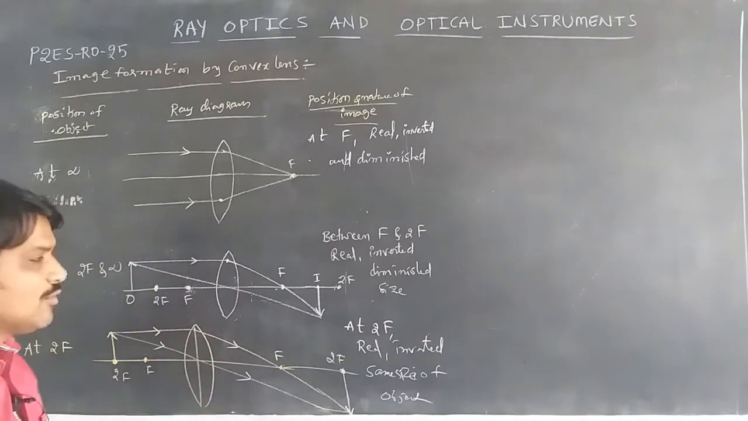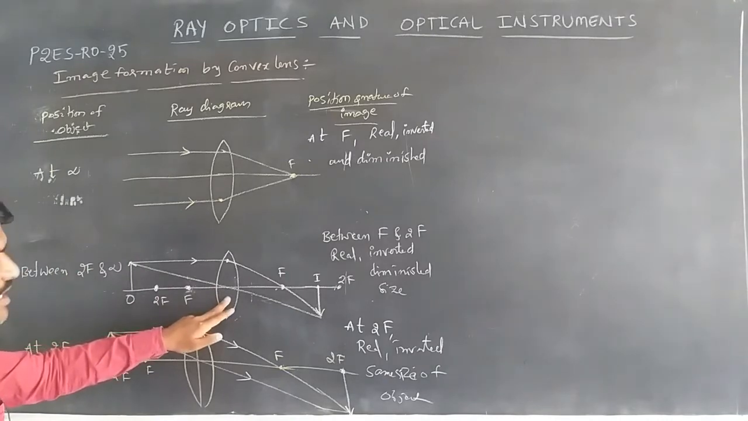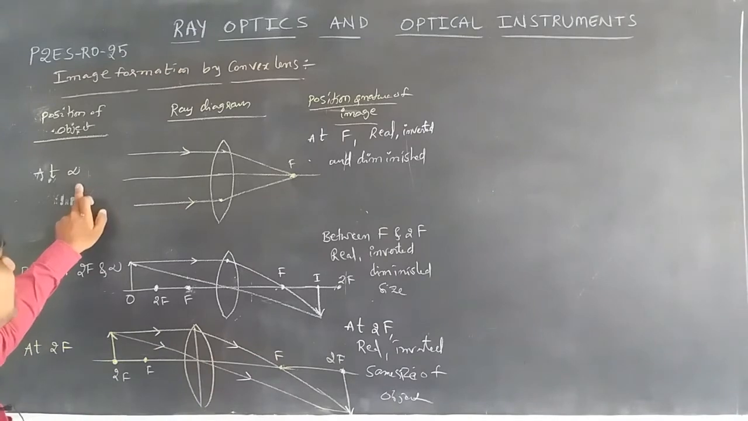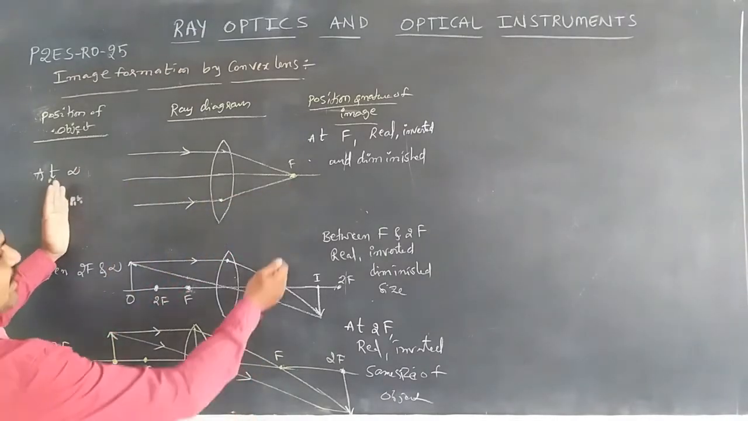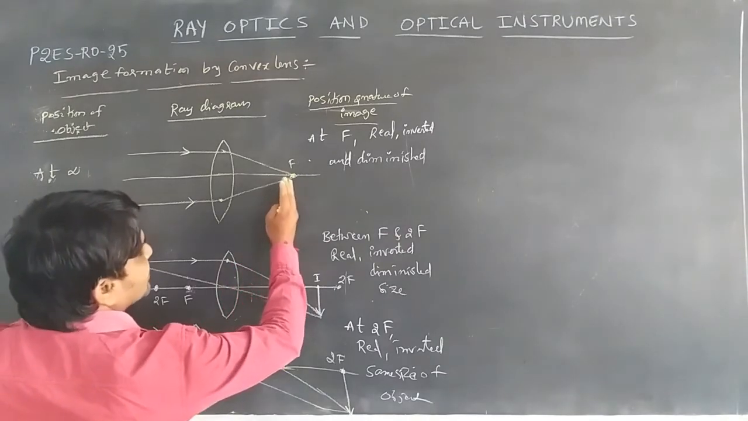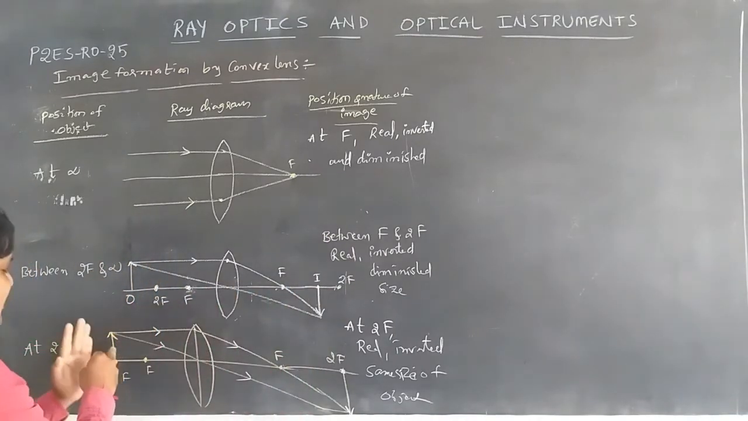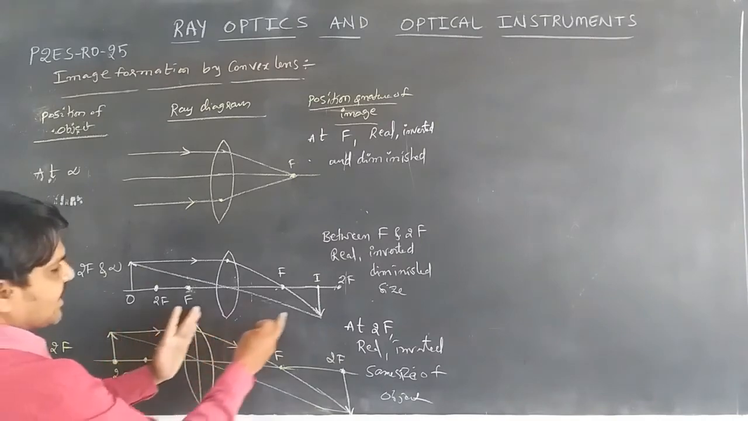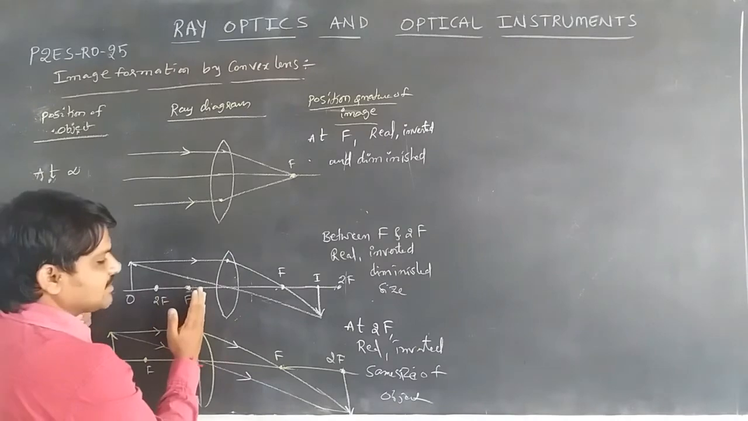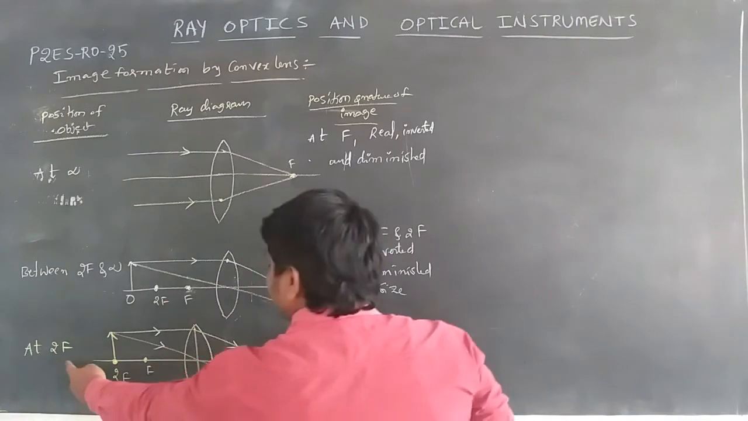Just observe one thing. When the object is taken near to the lens, the image moves far away from the lens. Here infinity corresponds to the image at focus. When the object is brought nearer, the image moves from the focus to between f and 2f. When the object is taken to 2f, the image is formed at 2f. So as the object is taken nearer to the lens, the image moves farther from the lens.